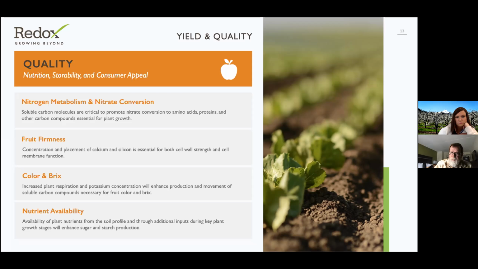Color and bricks, Jasmine talked about that. Nutrient availability, and here's where a broad range of nutrients are very important to a lot of plants, because we need to talk a little bit about root development if we're going to talk about quality and yield, and also in the production of color and quality. So the nutrient availability, we're looking at the availability of these plant nutrients from the soil particles.